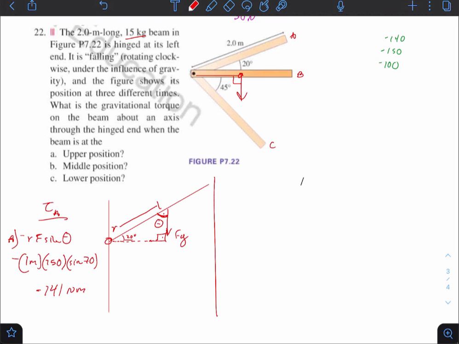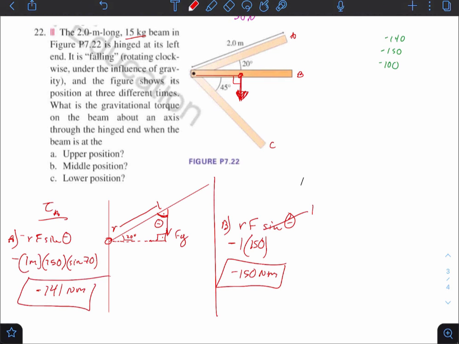For B, the radial arm is here, and the force is here. So this is going to be sine 90. 100% of the force is being used to rotate it, so sine theta is going to be 1. So for B, we're still going to do RF sine theta, where R is 1. This is negative because it's rotating clockwise. The force is still 150. Sine theta becomes 1. And your answer for that is negative 150 Newton meters.